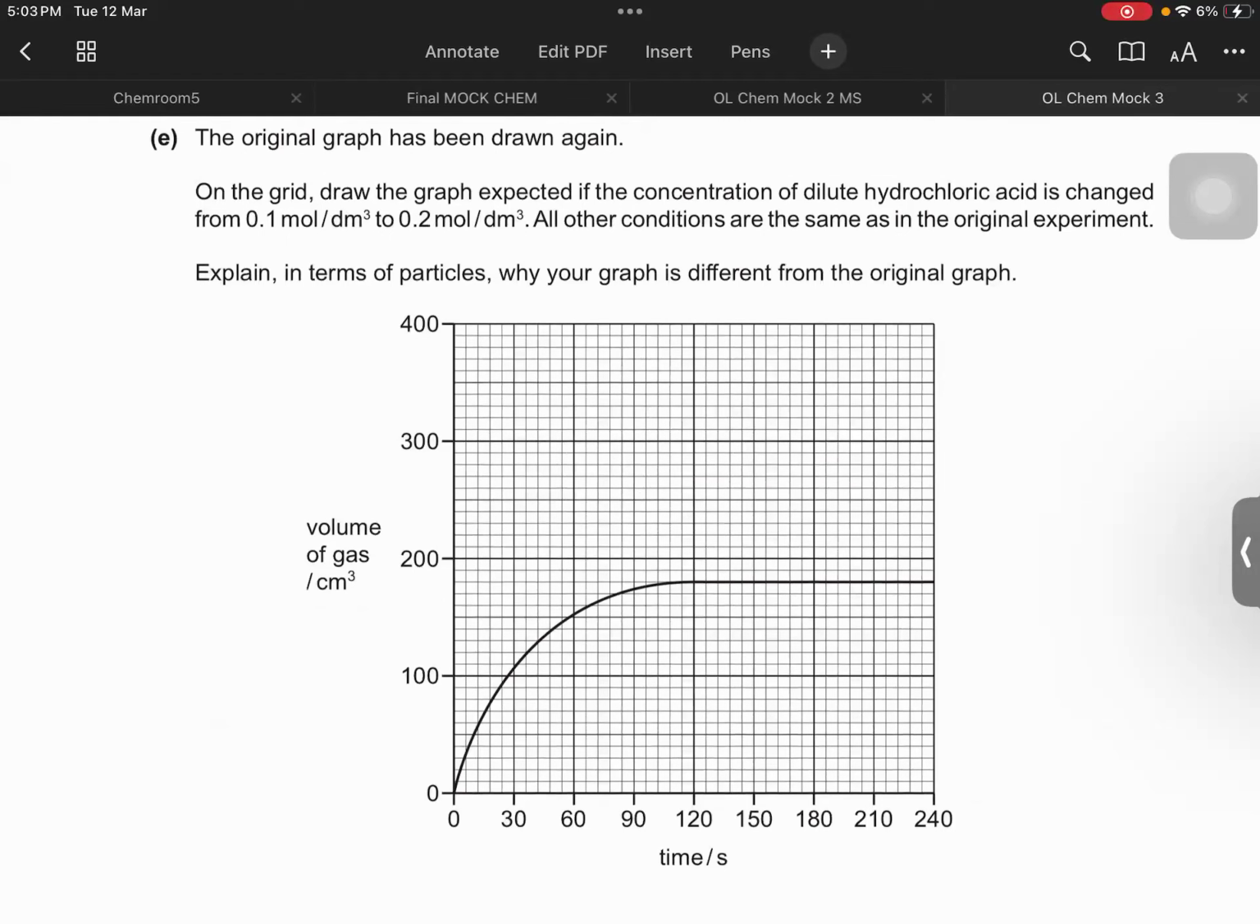Sir, because higher concentration means the particles are more concentrated, which increases the rate of collisions, so faster rate of reaction. When you say high concentration means more concentration, it's not something that I can give a mark for. High concentration means more particles per unit volume. You need to define what concentration is.